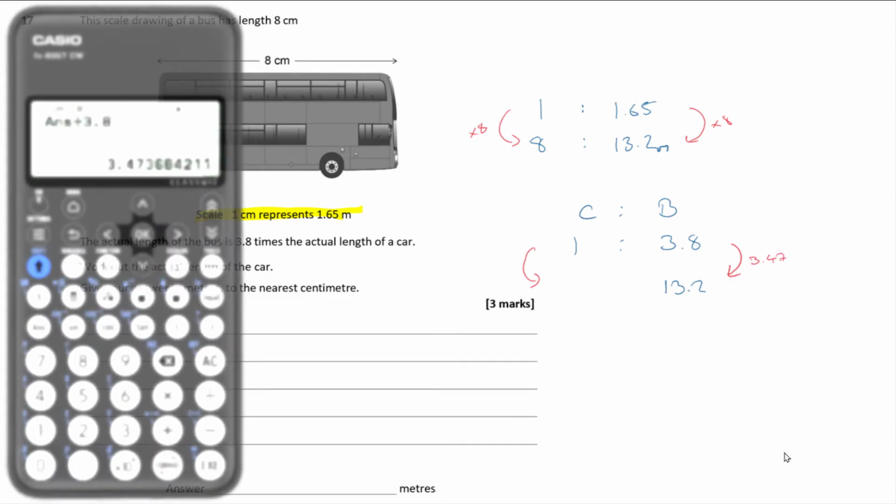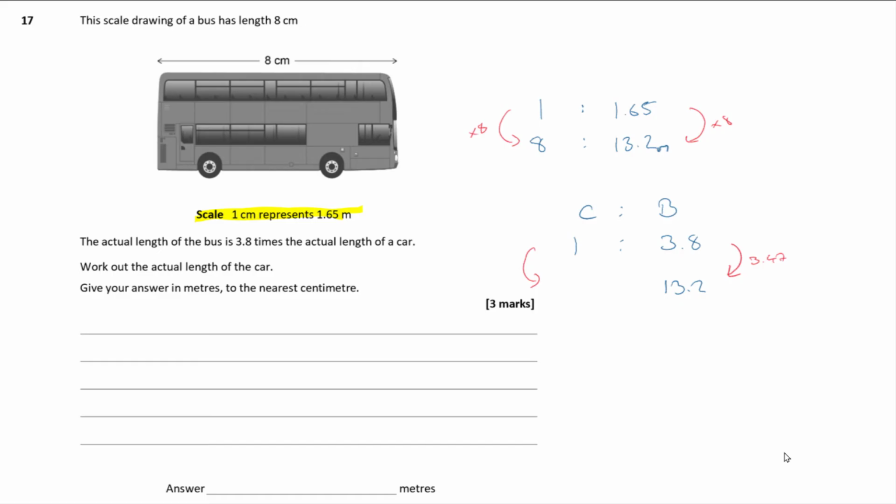So if I've multiplied that side by 3.47, I'm going to have to do the same thing on this side. Times 3.47. 1 times 3.47 is 3.47. Okay, so that means that the car needs to be 3.47 meters in length. I've already rounded off to the nearest centimetre, so that's my final answer.